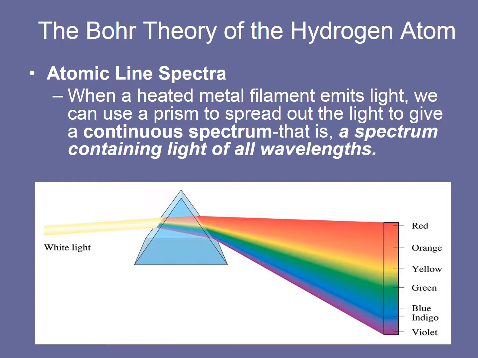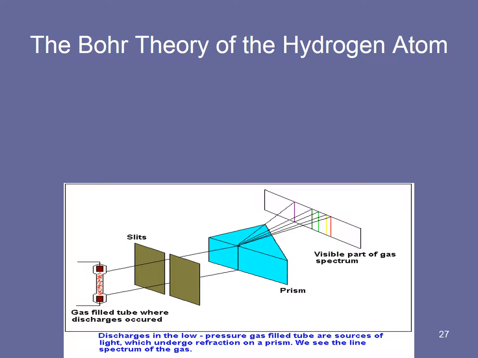We know that if white light passes through a prism, we get the different color spectrum. It's because each of the colors has a different wavelength, and so they're bent at a different angle. So white light contains all the different colors. If we take white light and pass it through a slit, again, we'll get all the colors. It will give us a complete rainbow.